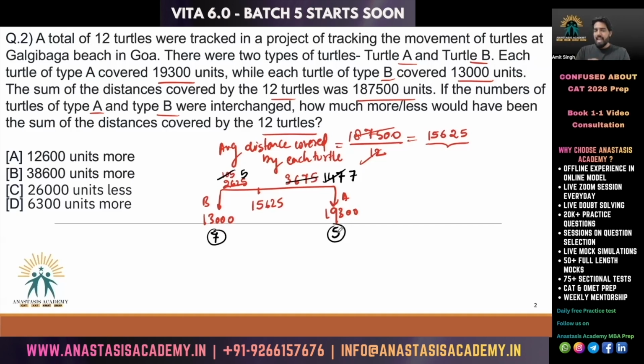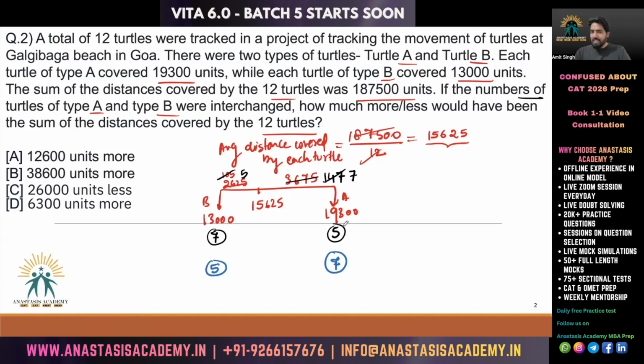Now guys, now I need you to use your brains very smartly. Now watch what we have to do. What has changed is that the number of turtles of type A and type B were interchanged, correct? Now the numbers are interchanged, meaning you have 5 turtles of type B and 7 turtles of type A. What would be the increase or decrease in the total distance, right?